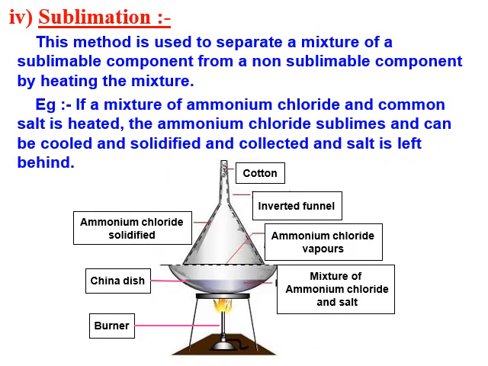Another method is the sublimation method. What is sublimation? The conversion of a solid substance directly into gas is known as the sublimation process. Examples are camphor and naphthalene balls, which we use in our house. This method is used to separate a mixture of a sublimable component from a non-sublimable component by heating the mixture. If a mixture of ammonium chloride and common salt is heated, ammonium chloride directly sublimates, meaning it converts into vapor, and can be cooled, solidified and collected, and salt is left behind.